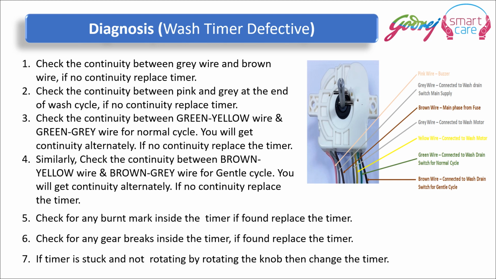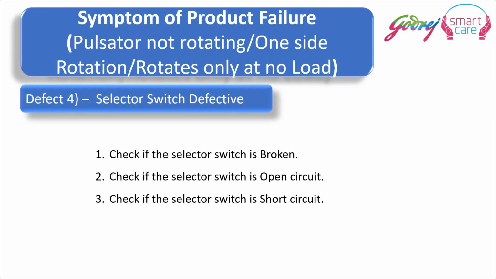Check for any burn marks inside the timer. If found, we have to replace the timer. Check for any gear breaks inside the timer. If there is a gear break, we have to replace the timer. If the timer is stuck and not rotating by rotating the knob, then change the timer.